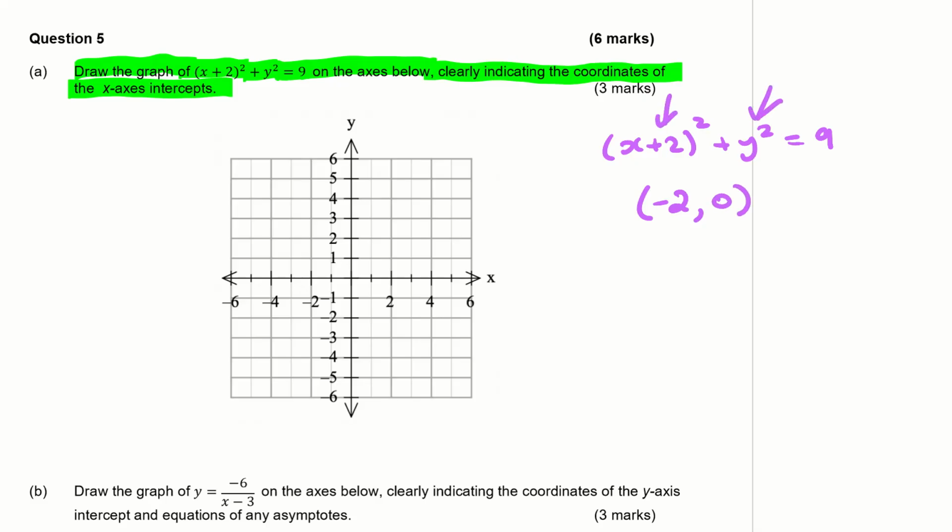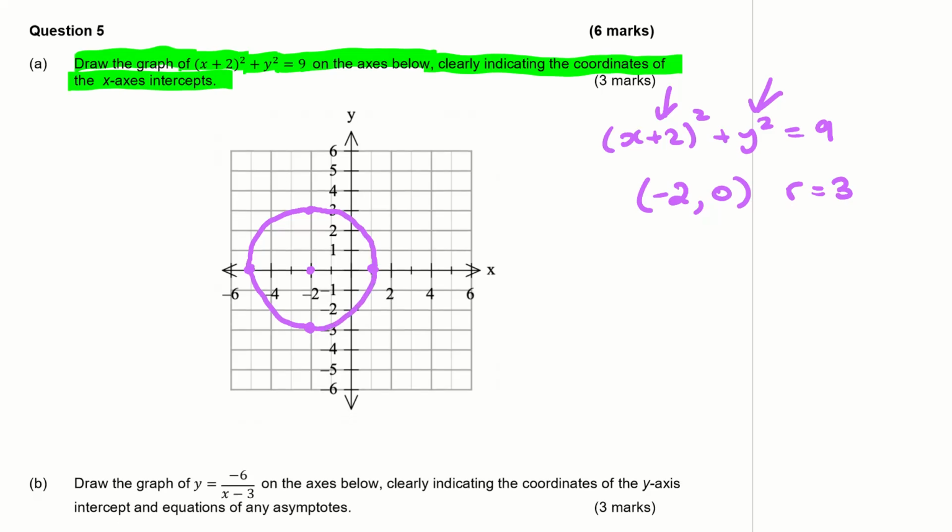The fact that it's just a y² tells us the 0. And the radius is the square root of 9, which is 3. So (-2, 0) is the center. The radius is 3. So we go 3 that way, 3 that way. We're going to go 3 this way and 3 this way, and then try to draw a reasonably good circle. Mine's not great, but it'll probably get me the marks.